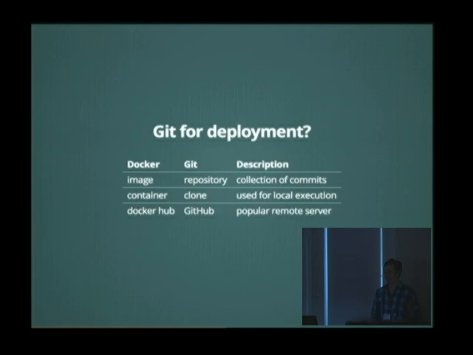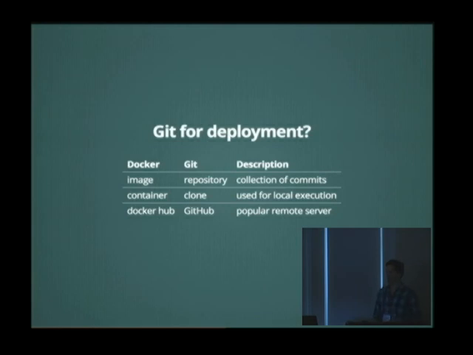In this case, you commit your changes on your development machine to your Docker image, push those changes up probably to the Docker Hub, and then pull them down onto the server as a new image, or as a new commit on the existing image, and then run them on the server.